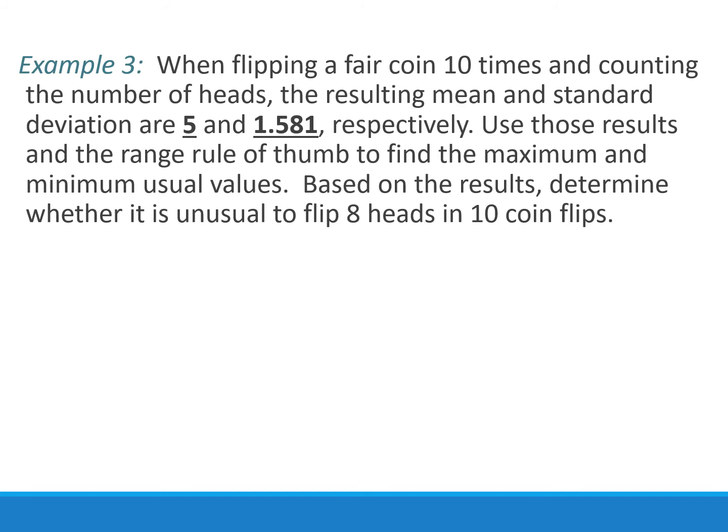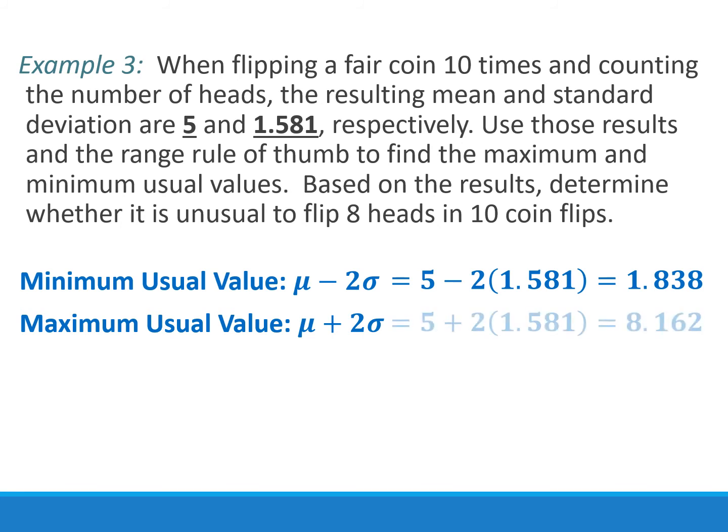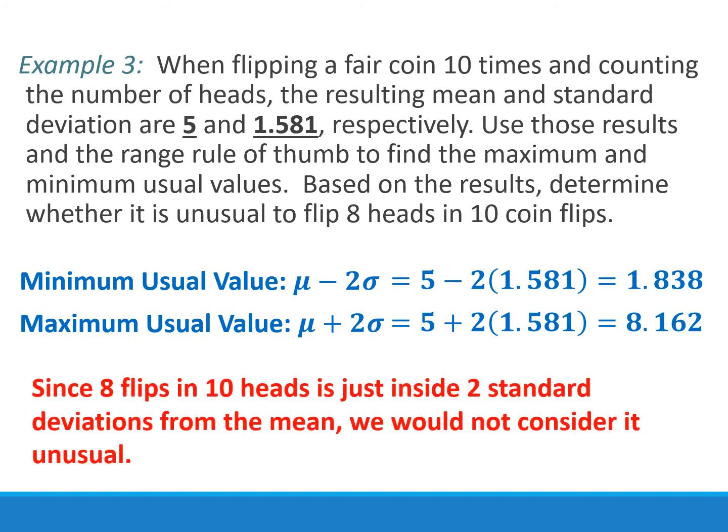So we want to use the range rule of thumb, find a minimum and maximum usual value. Minimum usual value, take the mean, subtract 2 times the standard deviation. Anything below 1.838 is unusual. Same thing for maximum, except we're adding: anything above 8.162. All right, that being said, we can see that 8 is just within 2 standard deviations from the mean, so we wouldn't consider it unusual based on this rule.